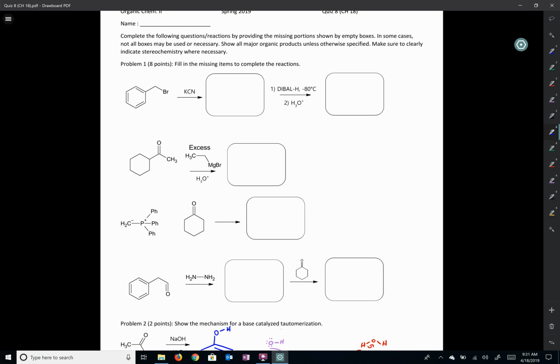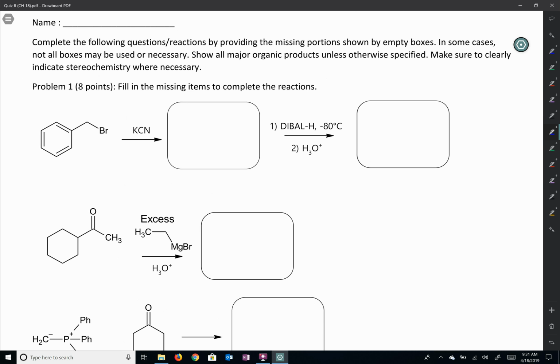So, starting at the top, we've got a benzyl bromide plus potassium cyanide. So we've got a benzyl halide leaving group, right? We've got a benzyl halide leaving group, and we've got a nice, relatively soft nucleophile that's coming in. And so all we're going to do here in this first step is just do a simple substitution reaction. You say, okay, I got that.